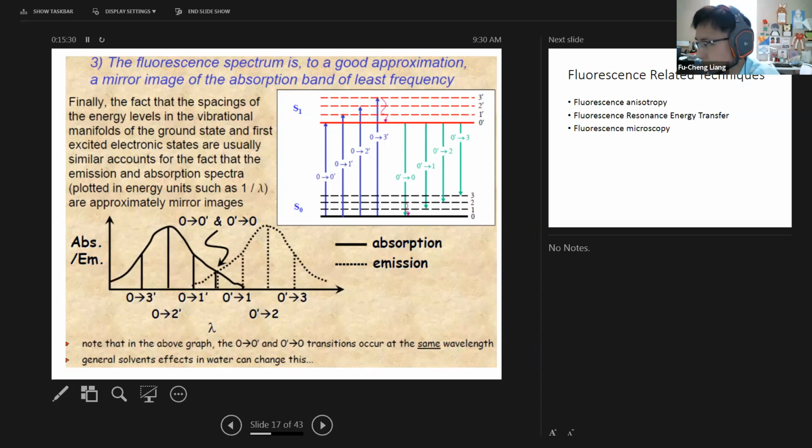And that's why you can see in the spectrum on the left here in the corner, this solid line is the absorbance spectrum. If you have a high energy transition, that will represent 0 to 3 prime, which is a shorter wavelength, and 0 to 2 prime, which is the middle of the wavelength. 0 to 1 prime is a longer wavelength because the energy gap gets smaller. That's why the wavelength gets bigger on that.